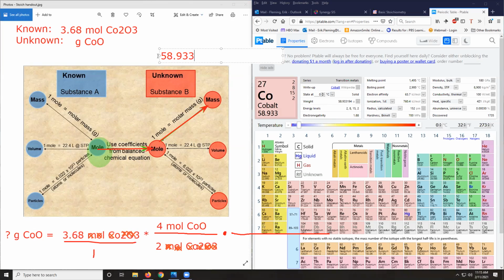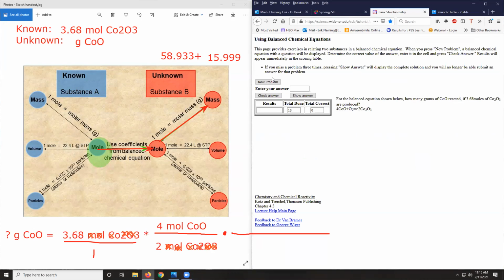And this is kind of an easy one because that's one cobalt, and oxygen is the other. And oxygen is very small. Hang on. There we are, 15.999. Then I can go back to the question so that I can try to type in the answer and see if we've got it.